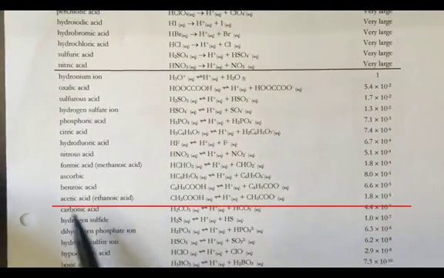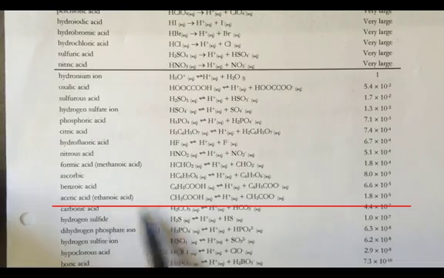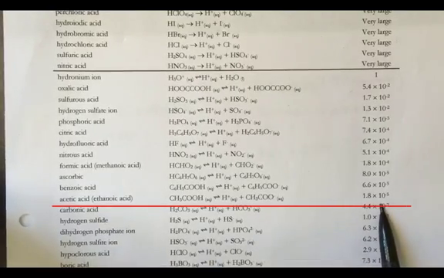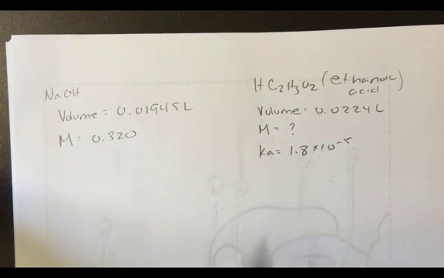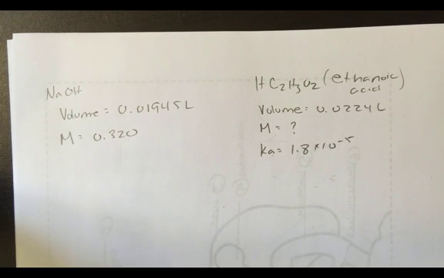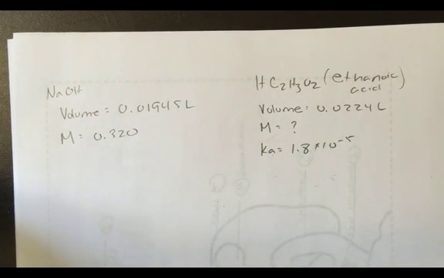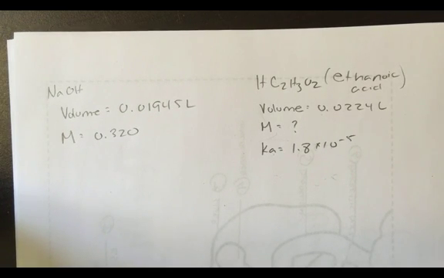And if you look here, ethanoic acid right here, also known as acetic acid, you go over and you see that it is 1.8 to the power of -5. So we need this number in order to figure out the pH, and you'll see that in a second. So this is given to us in the question, and it talks about the endpoint.